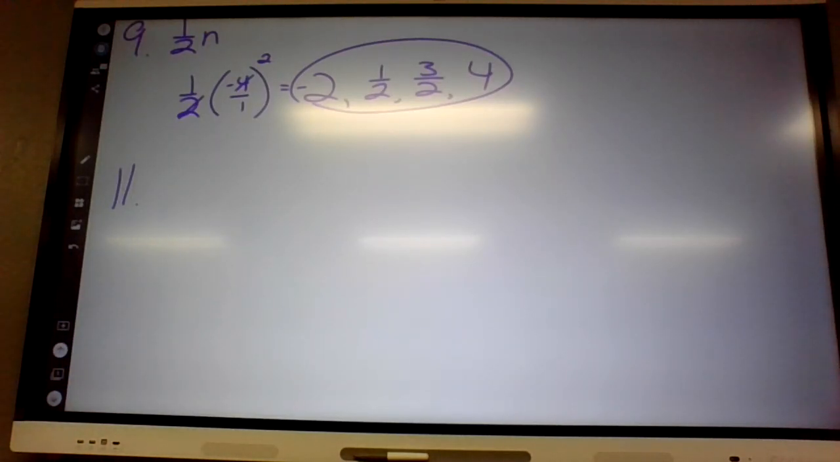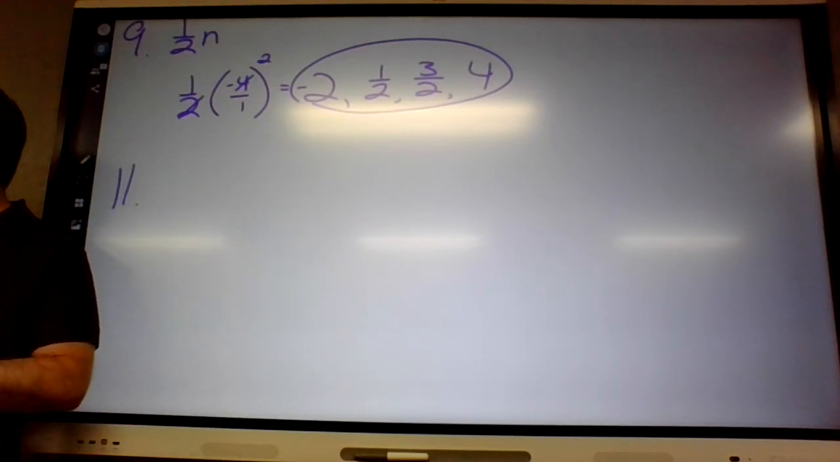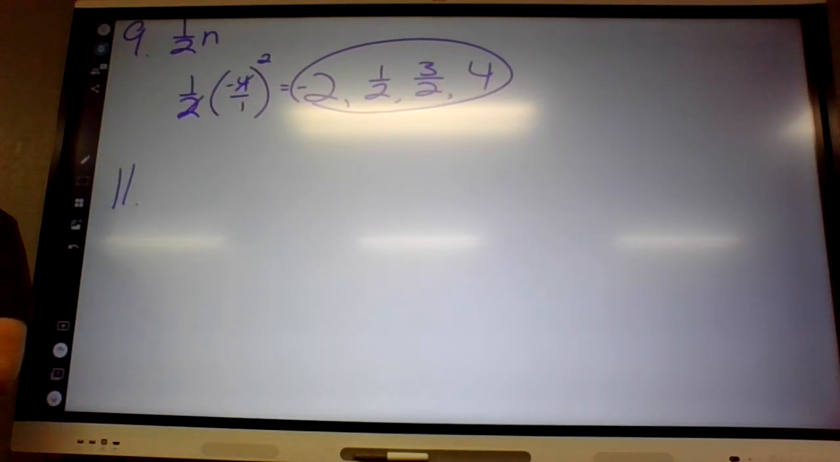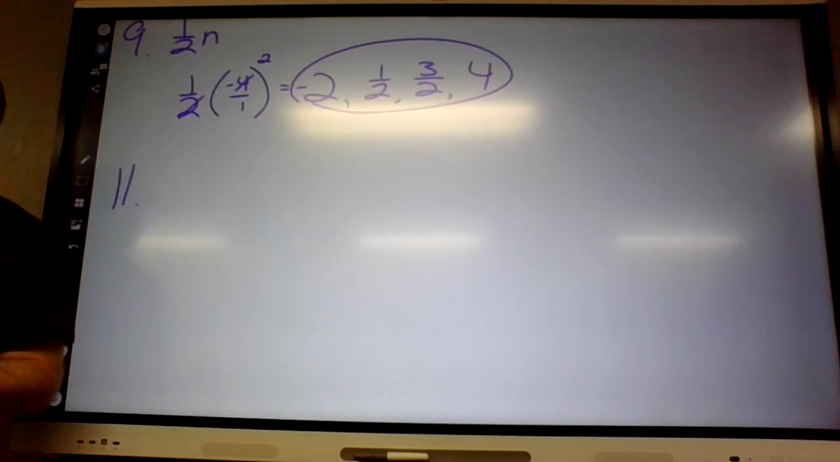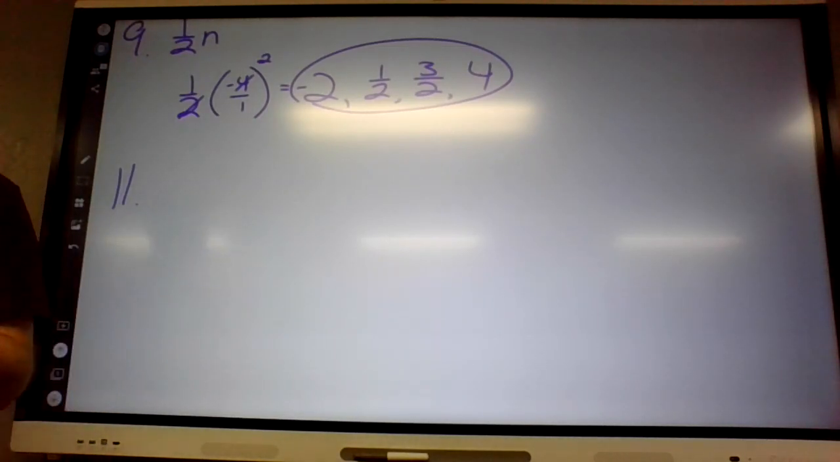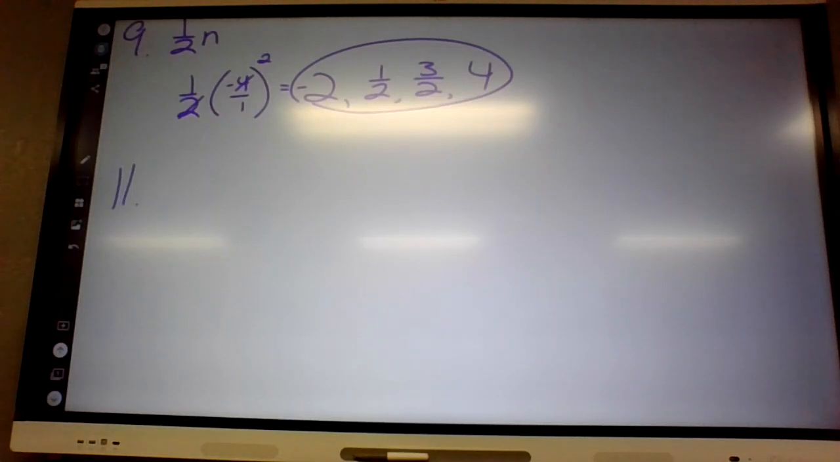Okay, now here's starting on 11 to 12. This is where I think we'll start to miss them. So on number 10, what are we supposed to do? Negative 4. You divide by 4, and then you add 5. Divide by 4, and add 5. So 11.